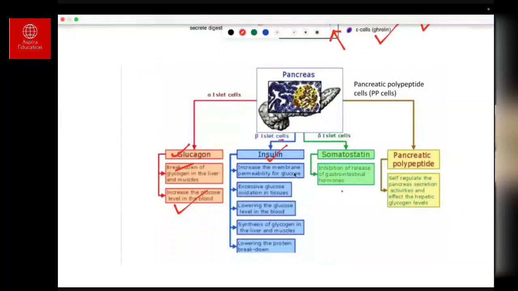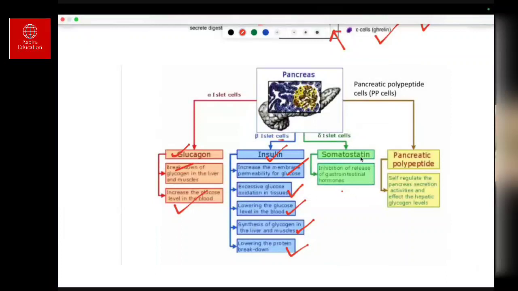While the beta islet cells produce insulin, and the main actions of insulin are to increase the membrane permeability for glucose in the fat tissue, in the muscles, and in the liver, okay? And the excessive glucose is oxidized in tissues with the help of insulin. It lowers the glucose level in the blood, and it also causes an increase in the synthesis of glycogen in liver and muscles. And there is also lowering of protein breakdown, or it has got an anabolic effect. So these are the primary physiological functions of insulin.